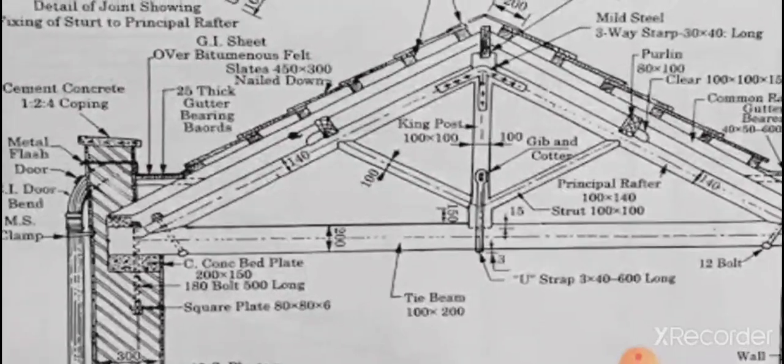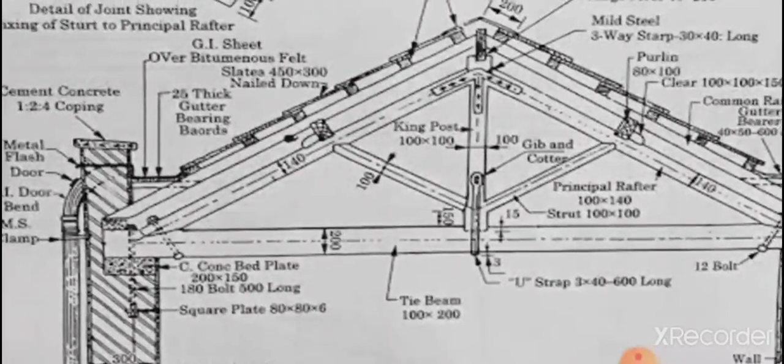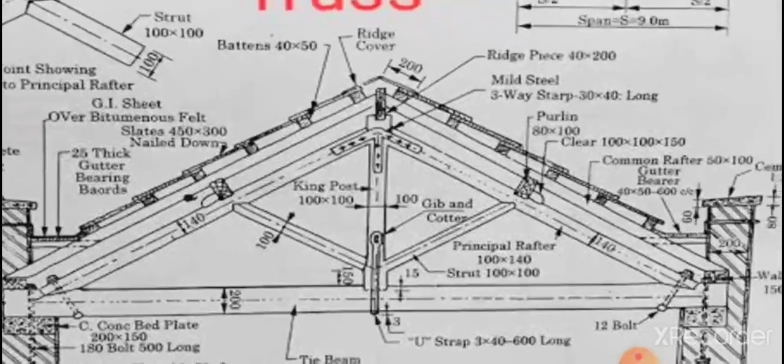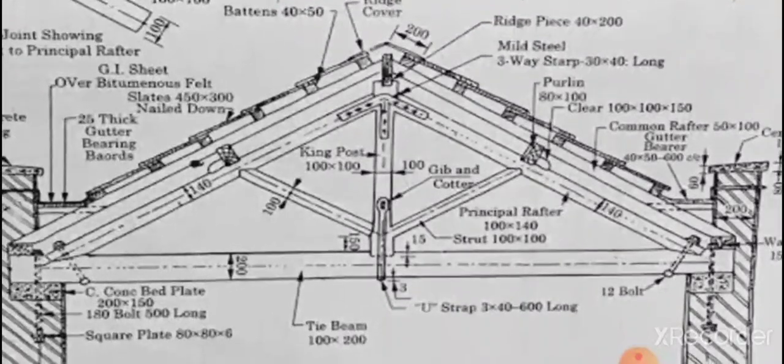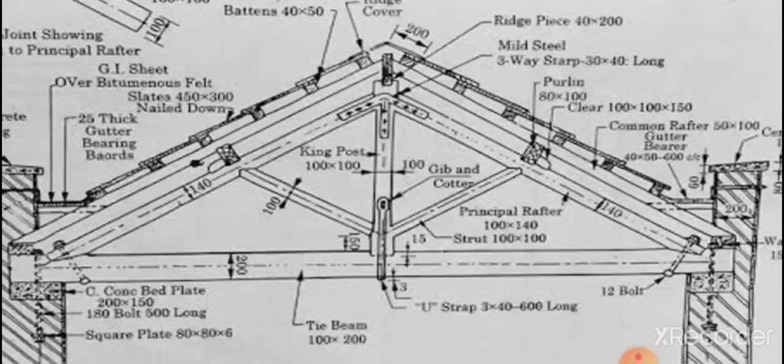The breadth of the tie beam, you can see given in the drawing, is 200 millimeter. So you divide 200 millimeter by 25. So what will you get? 8 millimeter. So you provide the breadth of the tie beam as 8 millimeter. So whatever the dimensions are given in this drawing, you divide that particular dimension by 25, and whatever dimension you get, you draw here.